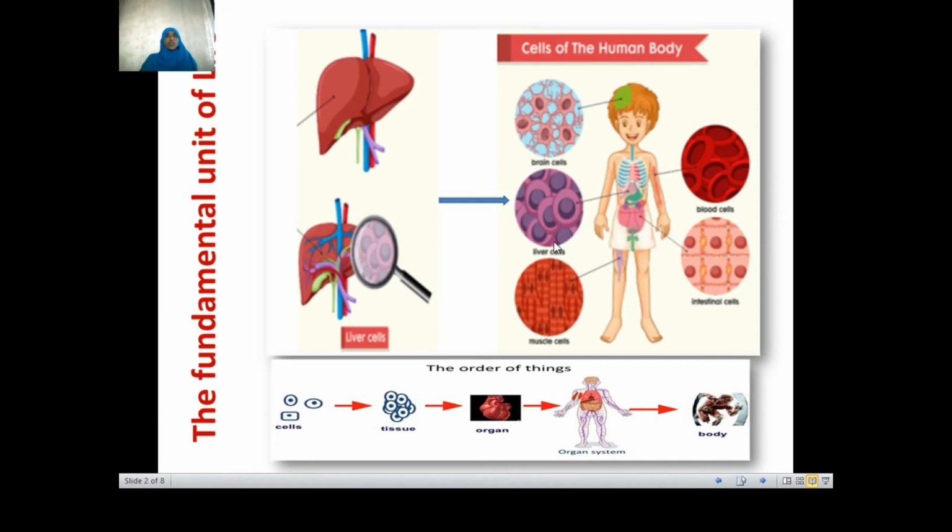So if you look specifically at this, these are the liver cells, a group of the same type of cells. They make a liver tissue, and this tissue in turn is going to make which organ?